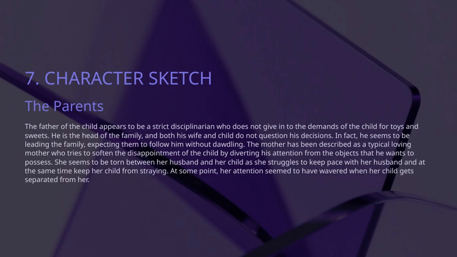This internal conflict is evident as she struggles to keep pace with her husband's authority while also trying to protect her child from straying or getting upset. There's a moment where her attention appears to waver, especially when her child gets separated from her. This detail highlights the emotional tension and the delicate balance she tries to maintain between discipline and affection.